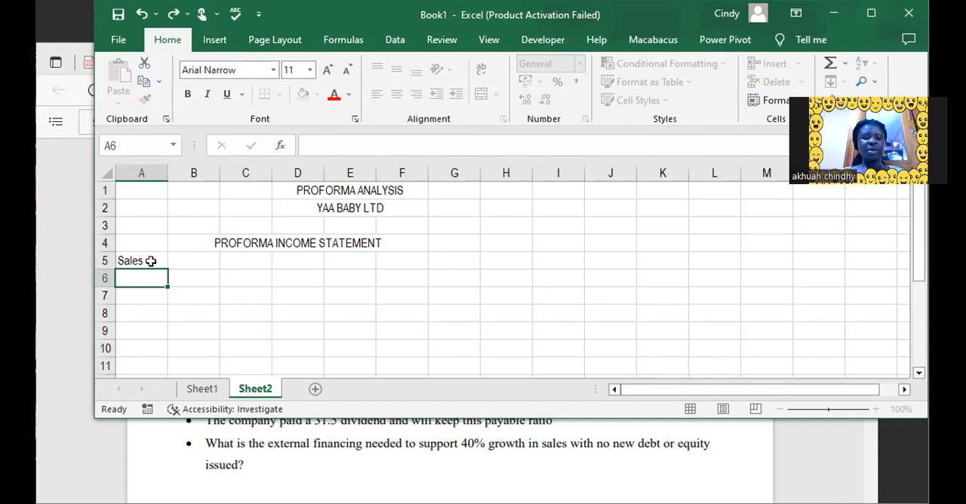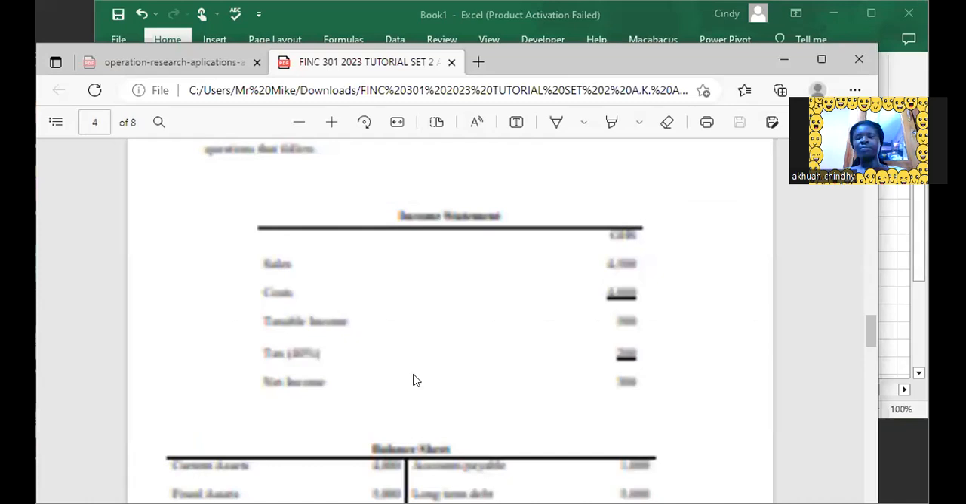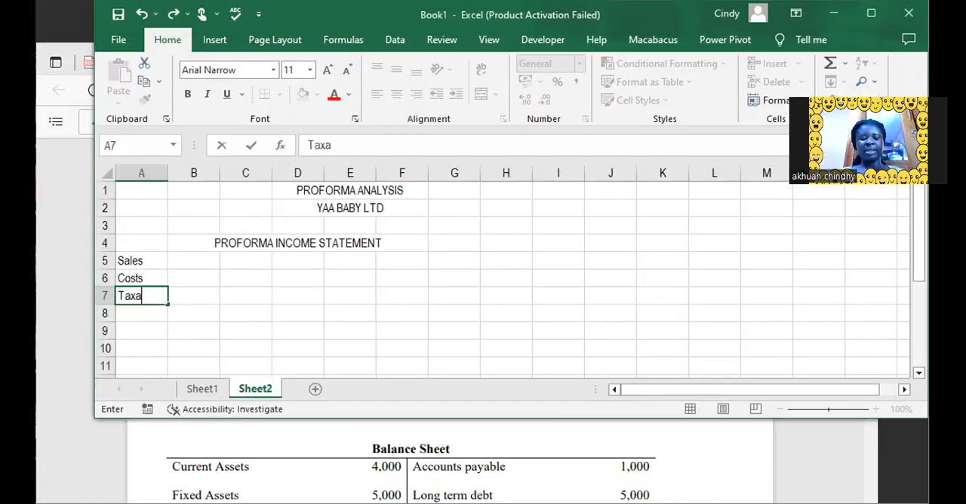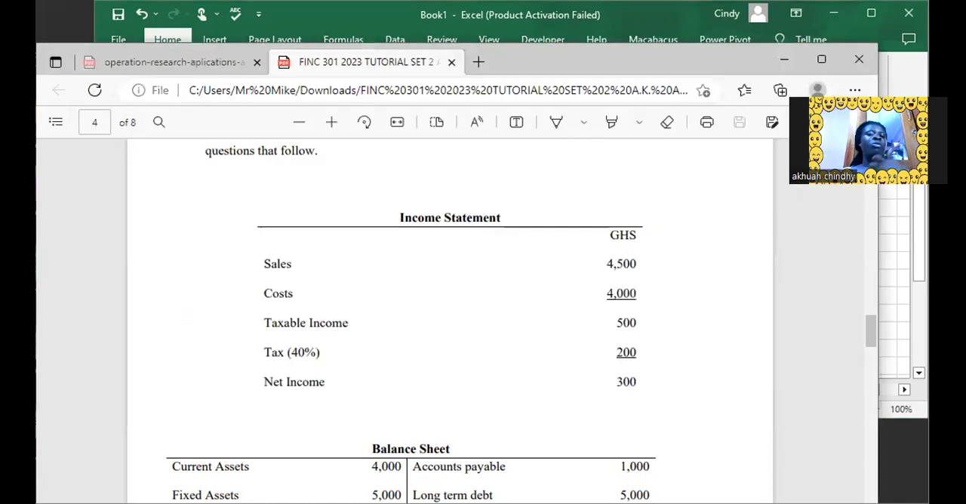We have our costs. Then let's check what other item we have. We have taxable income. And then we have tax, which is 40%. So you write all these in your book. That's why I didn't write them before doing the video, but I'm doing it together. Okay. Then we have our net income.